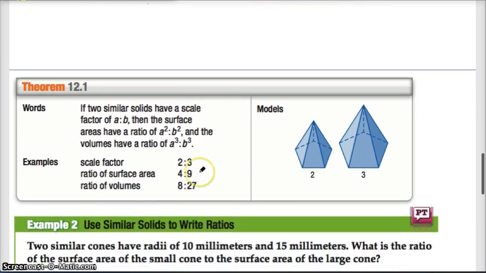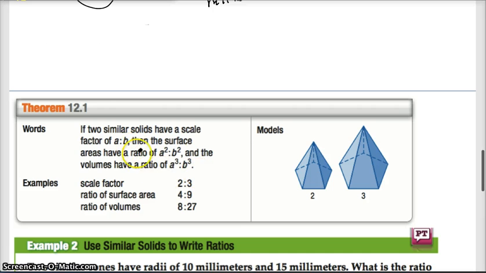So we have a theorem that we're coming up with, and this theorem has to do with the idea of area and volume based on the scale factor of similar solids. So here's what we know. If you have two solids that have a scale factor of a to b, some scale factor a to b, then the surface areas have a ratio of a squared to b squared, and their volumes have a ratio of a cubed to b cubed, okay?